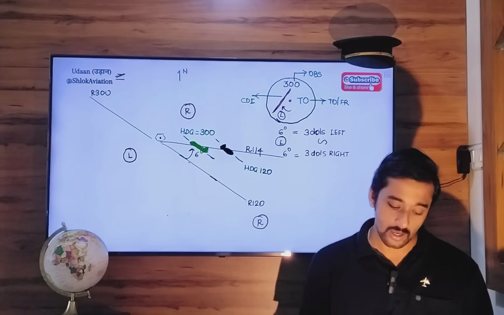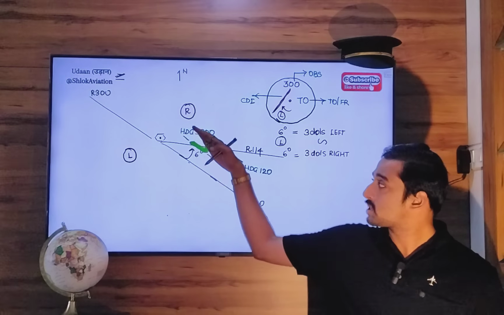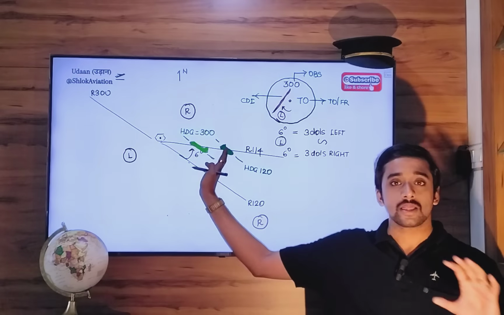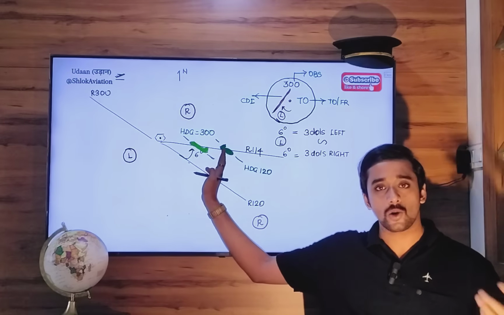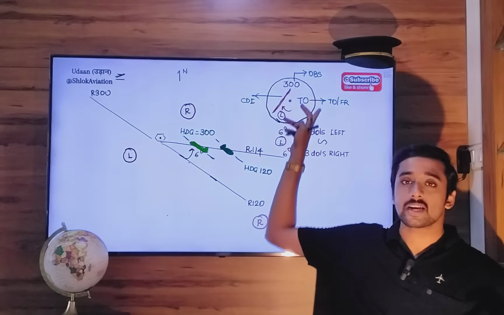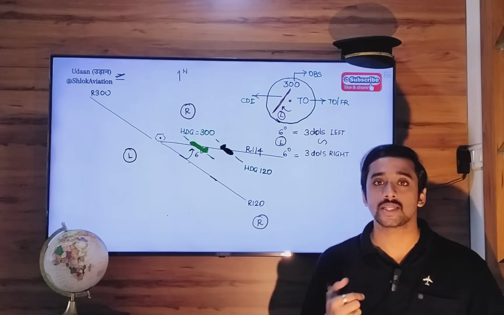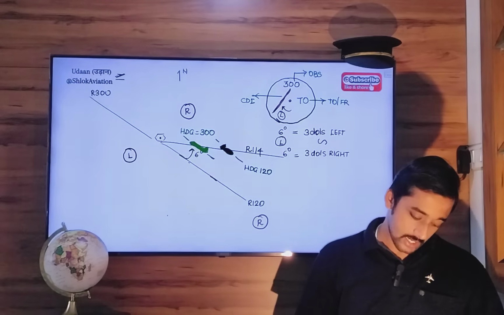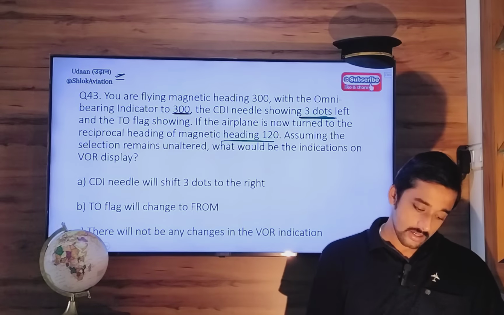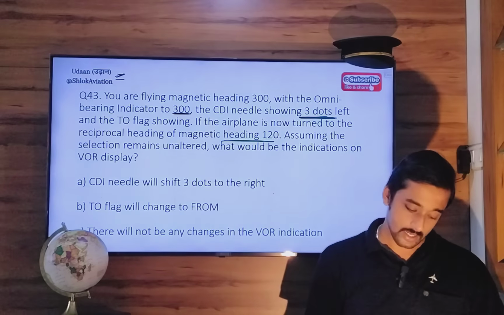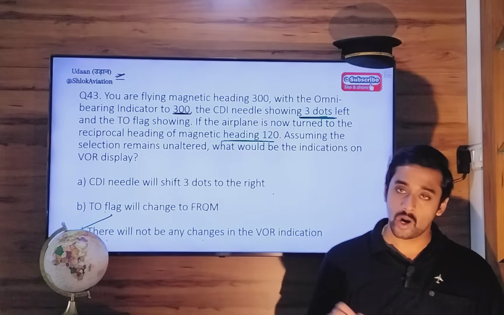So remember that. Even if you change your heading from 300 to 120, nothing at all will be reflected on this OBS indicator unless and until you change the OBS setting yourself. So the correct answer here will be: CDI needle will shift 3 dots to the right, TO flag will change to FROM, there will not be any changes in the VOR indication.